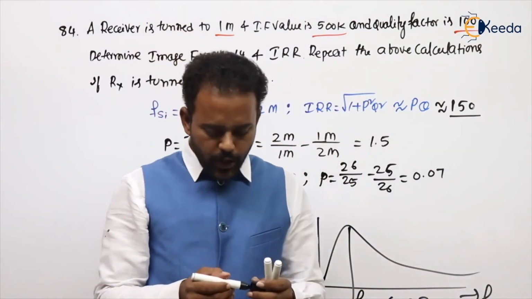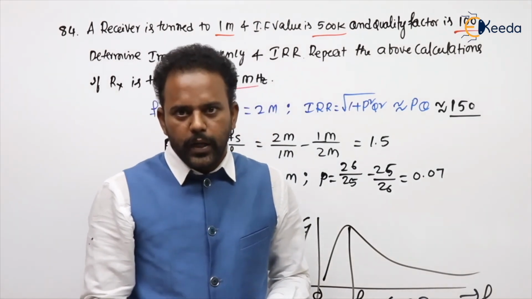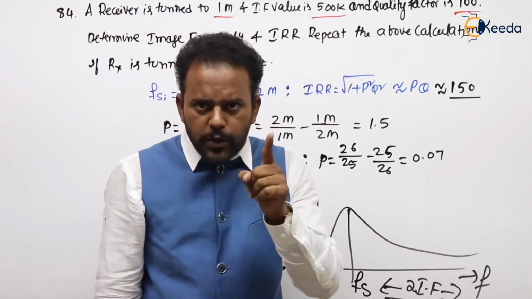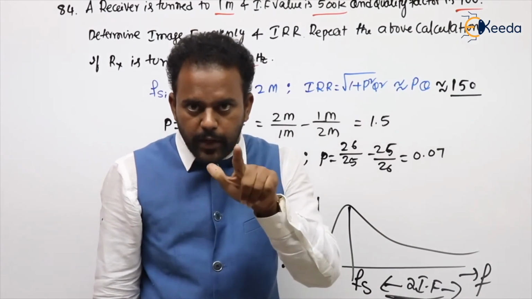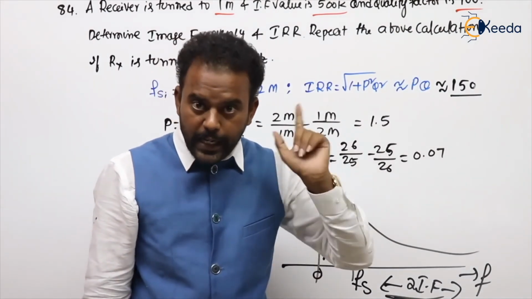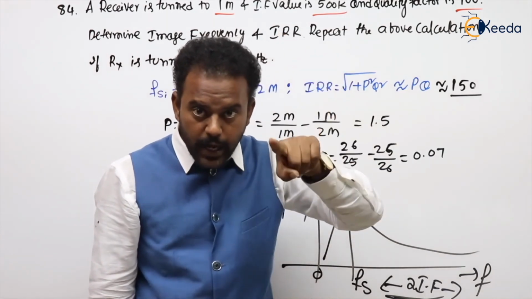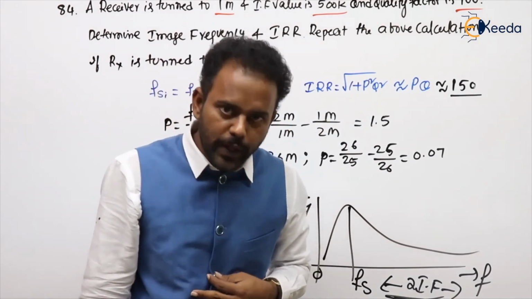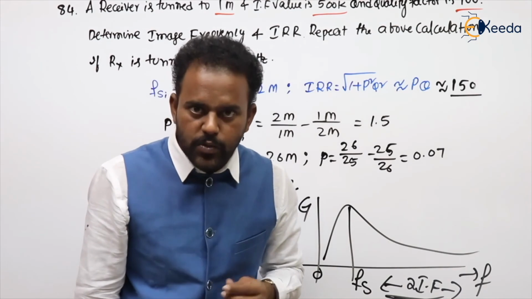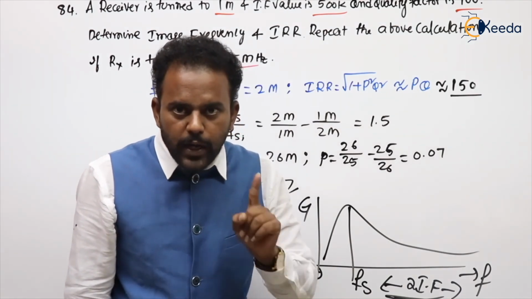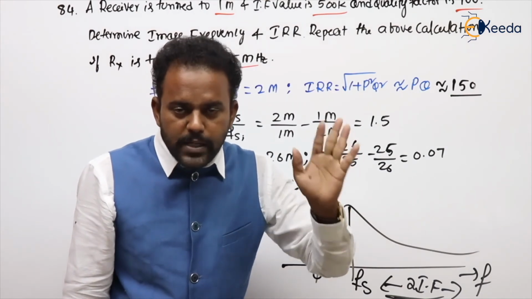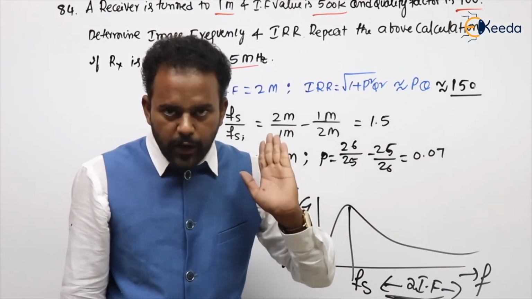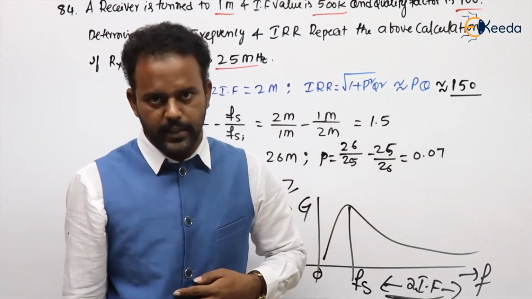That's why, if you look at the AM radio, where we are using 550 to 1650 kHz, the intermediate frequency is 455. In FM, 88 to 108 MHz, the IF value is 10.7. So to get a better IRR value, the IF value and the station frequency range will both be in the same order. If FS value is in kilohertz, IF is also in kilohertz. If FS value is in mega, IF is also like that.